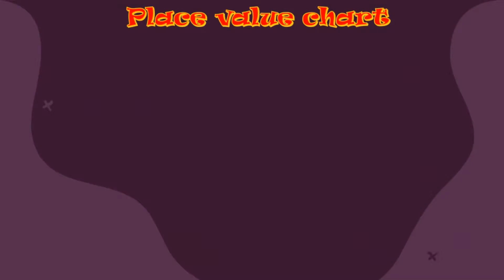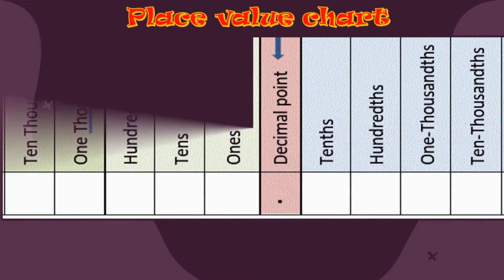Let us learn how to determine the place value of the digits in the decimal fraction. You have already learned how to determine the place values of digits in whole numbers. We can determine the place value of the digits in decimal fractions in the same way that we determine the place values of digits in whole numbers. So let us have a look at the place value chart for your better understanding.